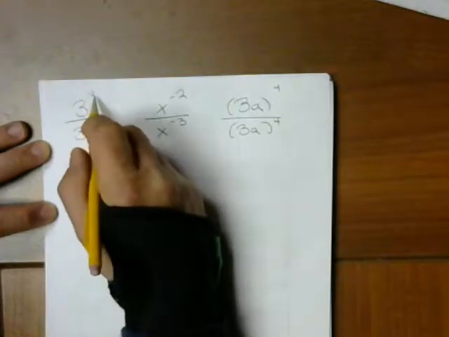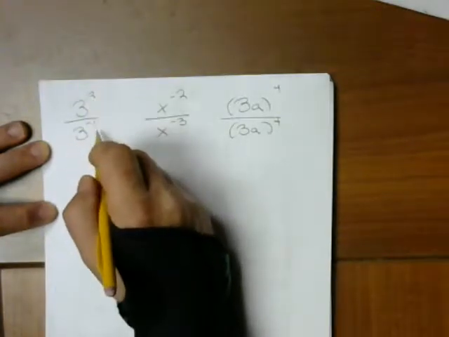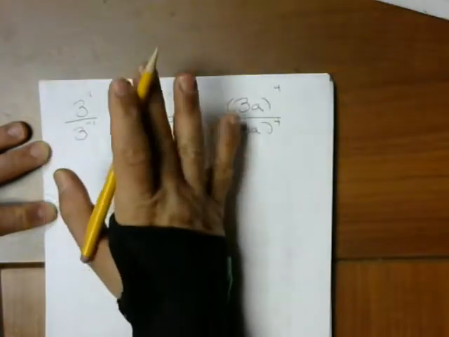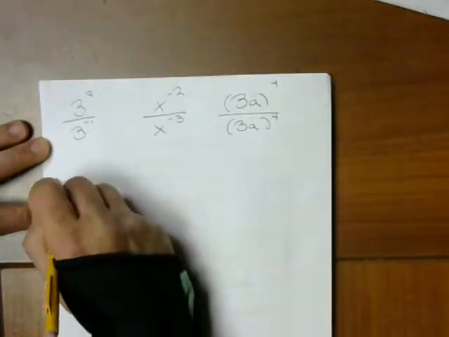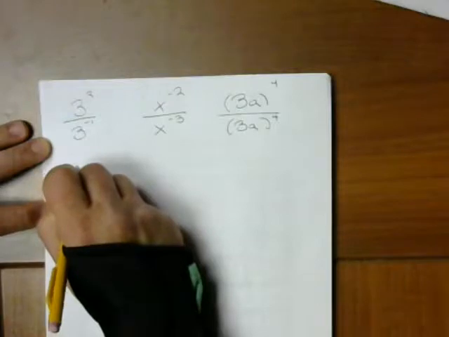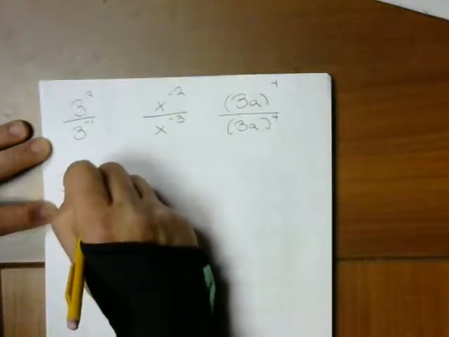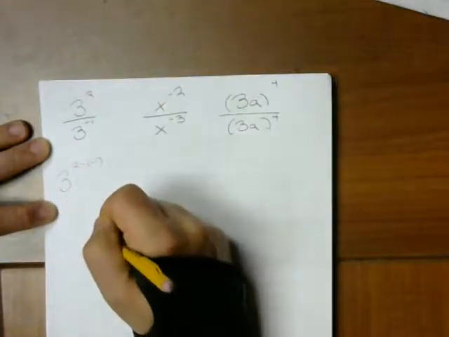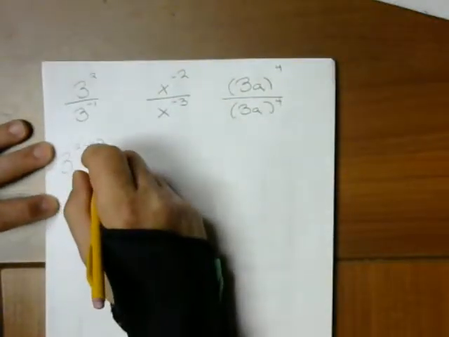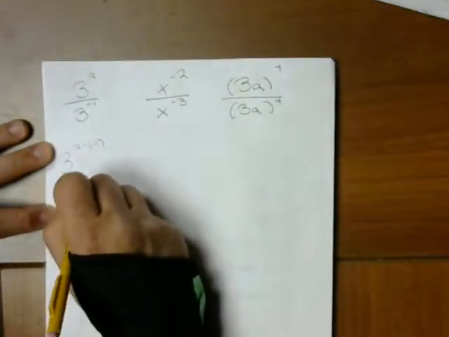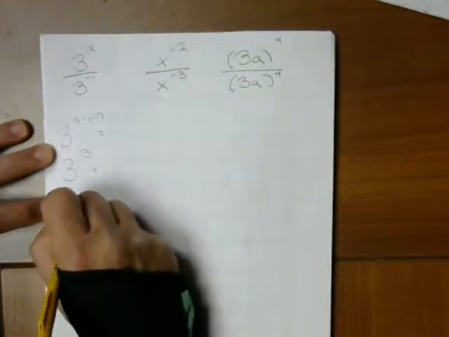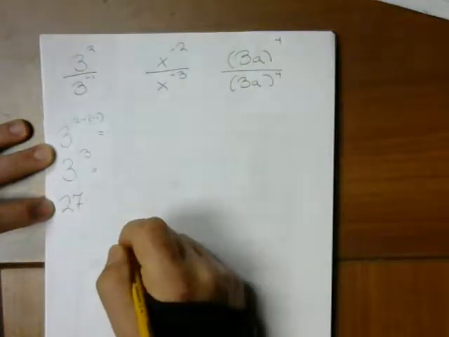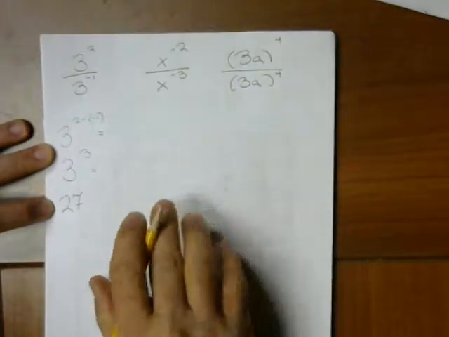Well, I just take the top exponent and subtract the bottom exponent. I'm going to do that in all cases. So since we have a 3 here and a 3 here, I get 3 to the 2 minus 1. Well, what's that? 2 minus 1, that's 3 to the 1, which is just 3.